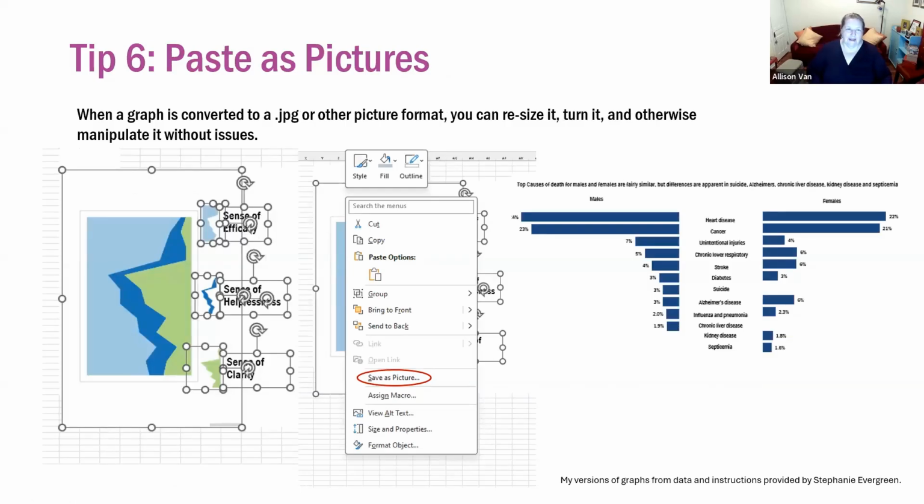Okay, tip 6, paste as pictures. So this was a histomap that I built. All of my little text boxes have to be highlighted as well as the overall visual. And then I save it as a picture. And what happens then is when I transfer it into the program that I'm actually writing the report in, or doing the presentation in, I can size it up and down really easily without messing up the relative relationships between all of the pieces.